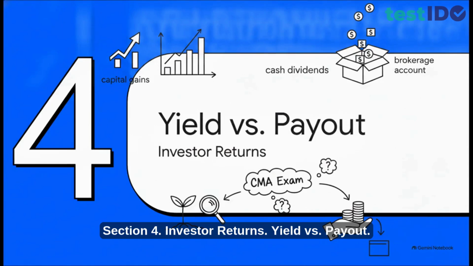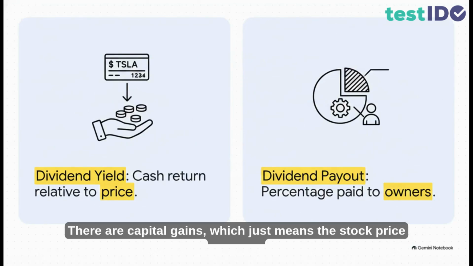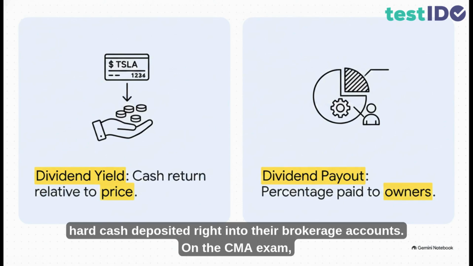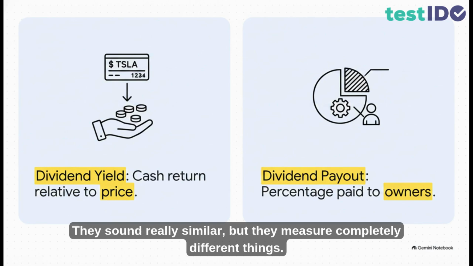Section 4. Investor returns, yield versus payout. So investors basically earn returns in two ways. There are capital gains, which just means the stock price goes up, and then there are cash dividends, which is actual cold hard cash deposited right into their brokerage accounts. On the CMA exam, you absolutely must know how to distinguish between these two cash metrics. They sound really similar, but they measure completely different things.